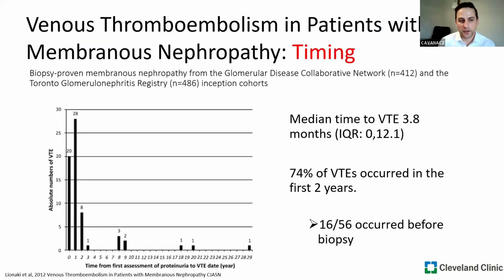The timing is one thing to consider. In terms of when the clot appears or is discovered, the vast majority, around 75%, occur within the first 2 years of diagnosis. This is coming from the GLOMMS group cohort and Toronto, so almost 1,000 patients. The median time is around 4 months, but there's definitely a portion in which it's discovered before the biopsy or even at the time of presentation. That's how the membranous or nephrotic syndrome is discovered. So at the very least, these patients should be anticoagulated in that first year, perhaps beyond, depending on how things are looking.